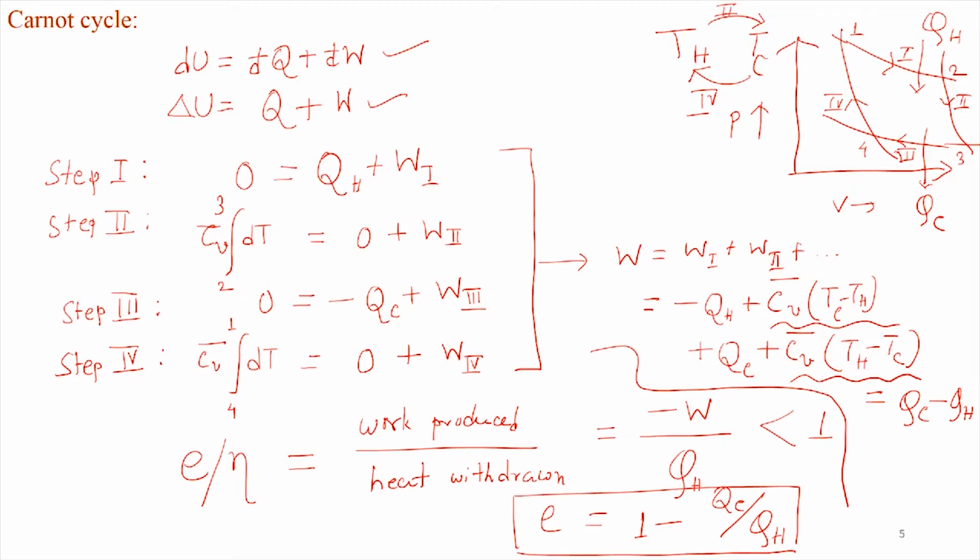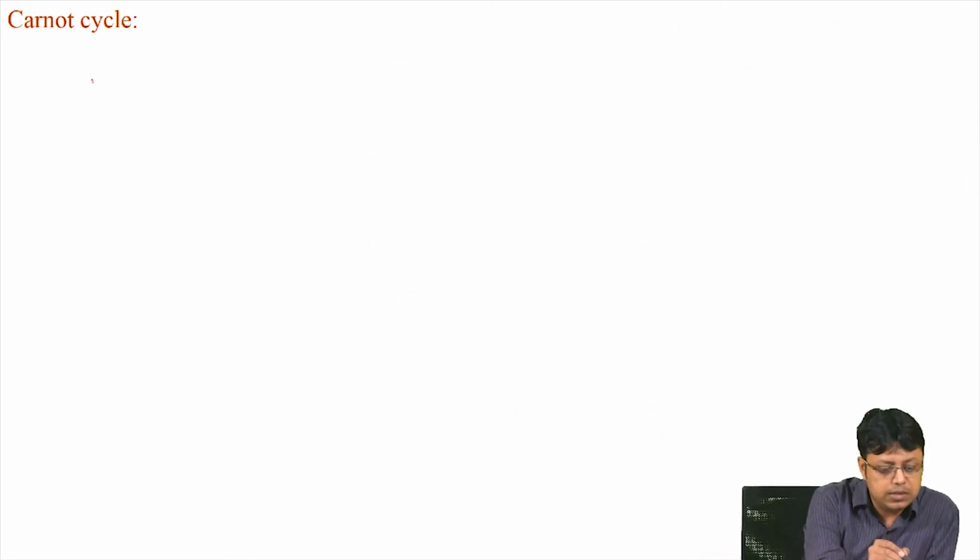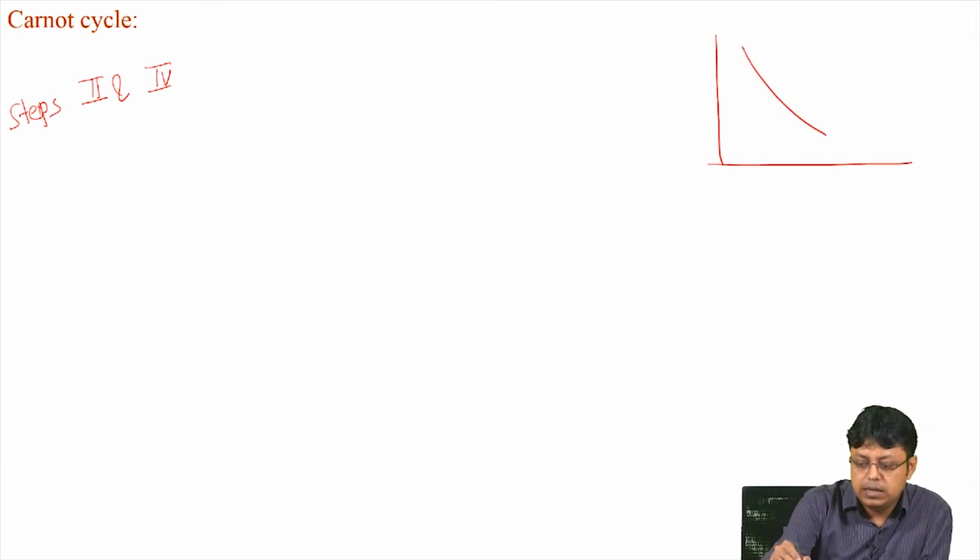So, right now we have written it in terms of the heat withdrawn, but we will also write it in terms of the temperature of the cold and the hot reservoir. Let us see how we can get to that expression. What we just said is that let us focus on step 2 and step 4, which are basically the adiabats, the two steps where we are going from 2 to 3 and 4 to 1.